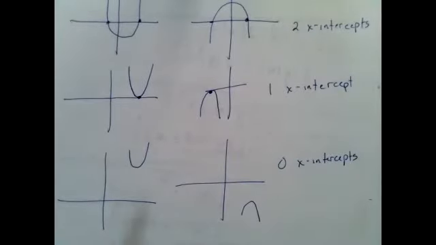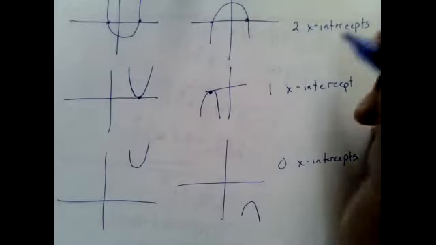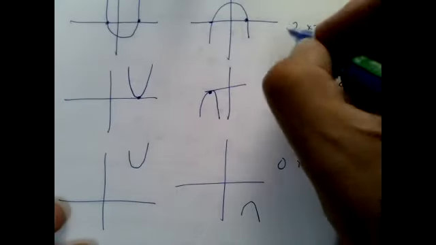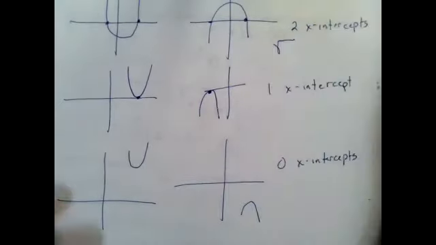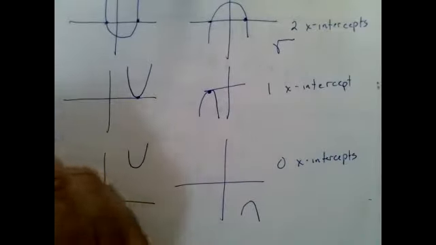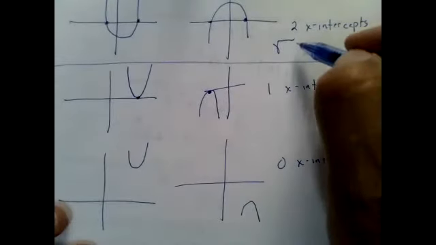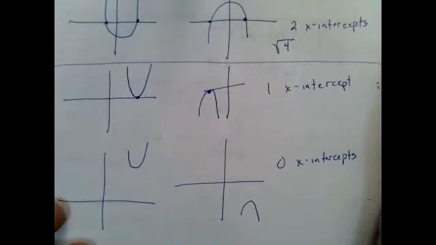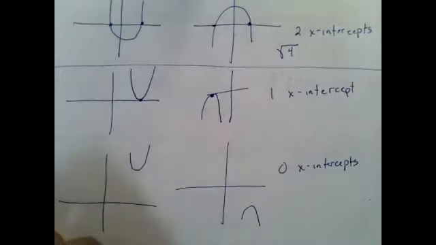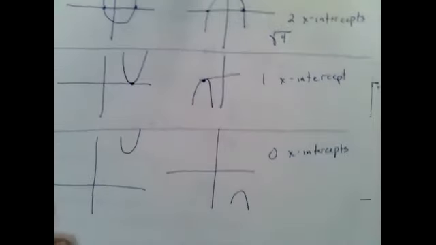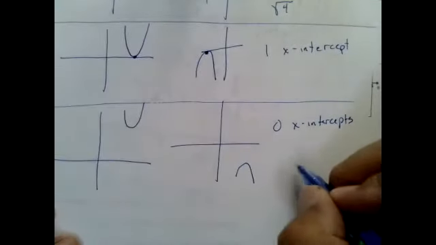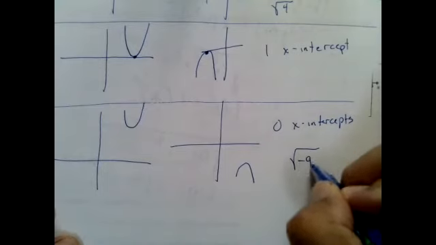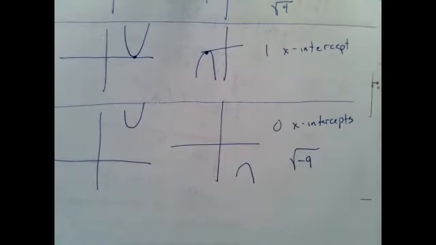Now, when I was doing this and I got 2 x-intercepts, I had a nice square root. I don't know if you remember back to those problems, but inside of my square root, it was something like 4. And it gave me 2 x-intercepts. This guy was funky because I had a negative in my square root, and it gave me an imaginary. We did a problem like that a little while ago.